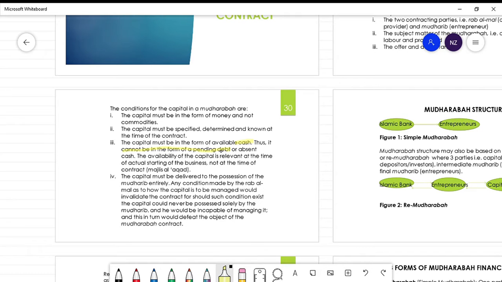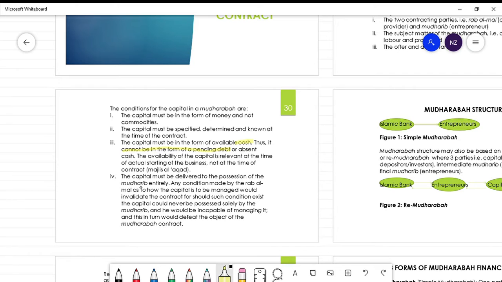And also dia cakap the availability of the capital is relevant at the time of actual starting of the business, not at the time of contract. Means dia punya capital must be, masa dia provide capital tu is when the business starting lah. Masa mula-mula business tu nak start, so dia punya capital must be available at that time, bukan masa baru-baru nak buat contract. Okay, dia mesti available at the actual time of the business. And that one is the fourth condition.